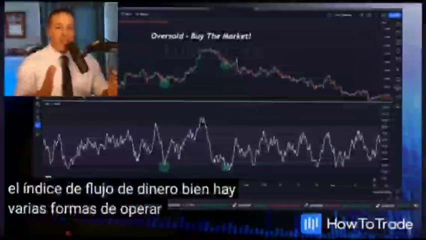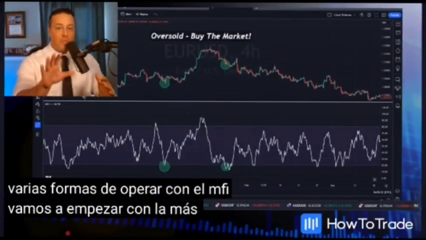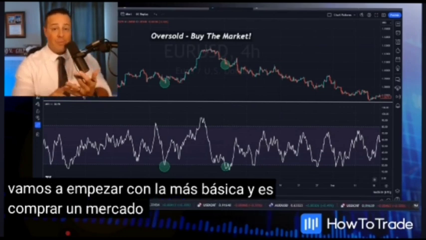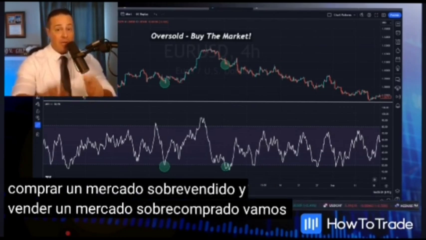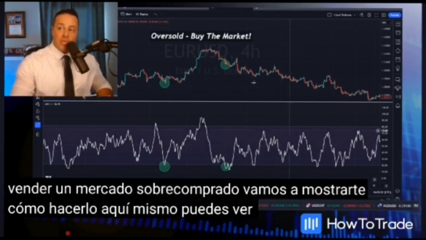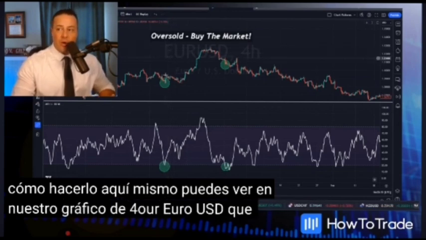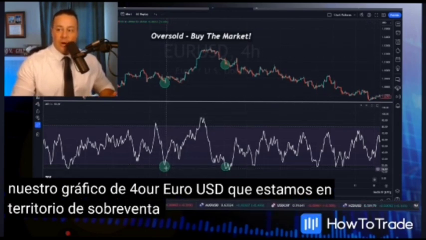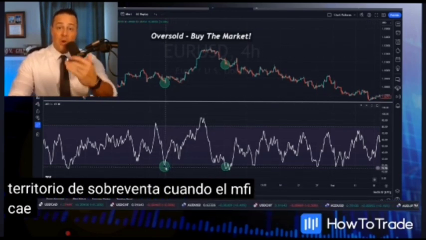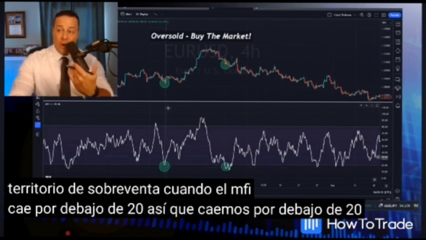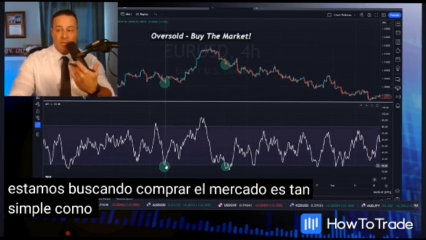Okay, there's several ways to trade the MFI. We're going to start with the most basic, and that's to buy an oversold market and to sell an overbought market. Let's show you how to do that right here. You can see on our 4-hour Euro USD chart, we are in oversold territory when the MFI drops beneath 20. So we drop beneath 20, we're looking to buy the market. It's as simple as that.